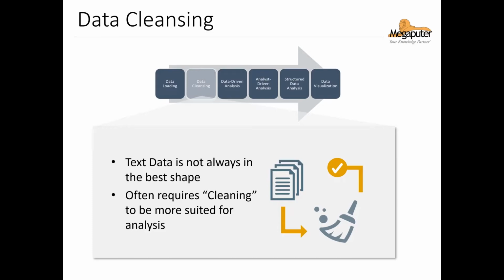The idea is that our text data, or unstructured data, is not always going to be in the best of shapes. This means we have to do a process where we reformat, restructure, or somehow change the data. This is called cleansing or cleaning, and we do this so that the data is more suited for our analysis.